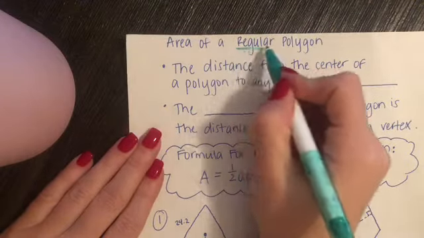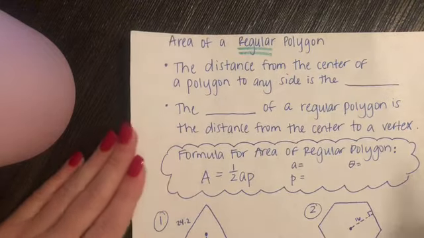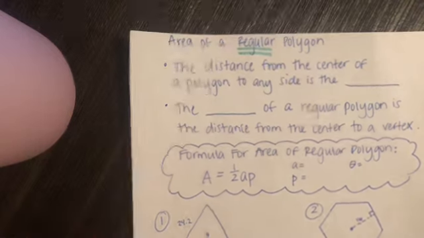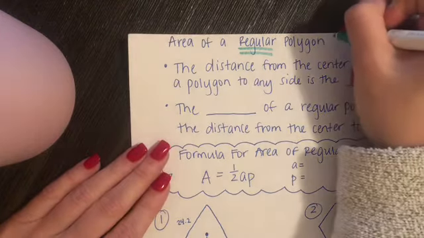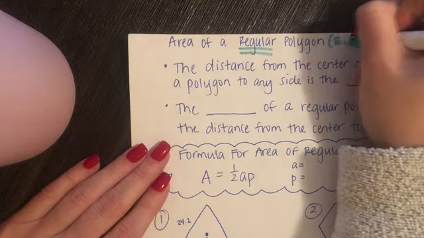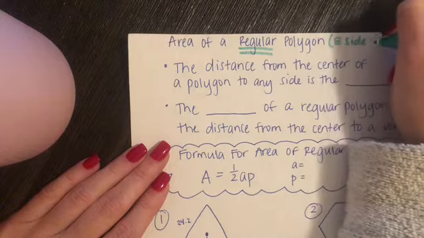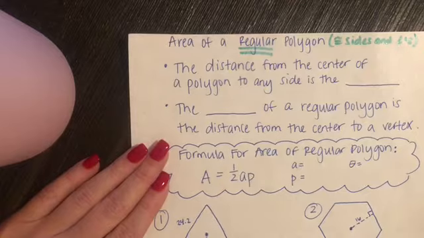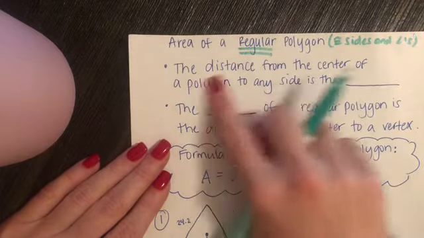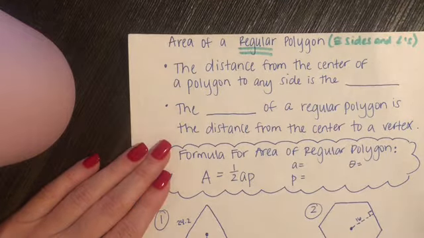We're going to find the area of a regular polygon. Okay, first let's talk about what the word regular means. Okay, an example of a regular triangle is an equilateral triangle. Okay, so a regular polygon has all congruent sides and angles.